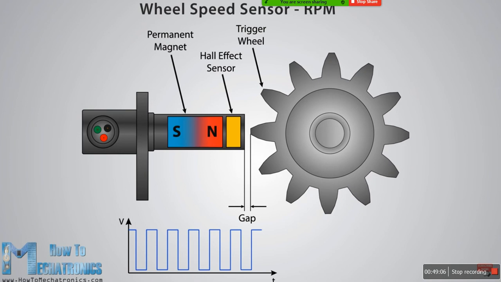So, the output of the sensor is a square wave signal, which can be easily used for calculating the RPM of the rotating shaft.